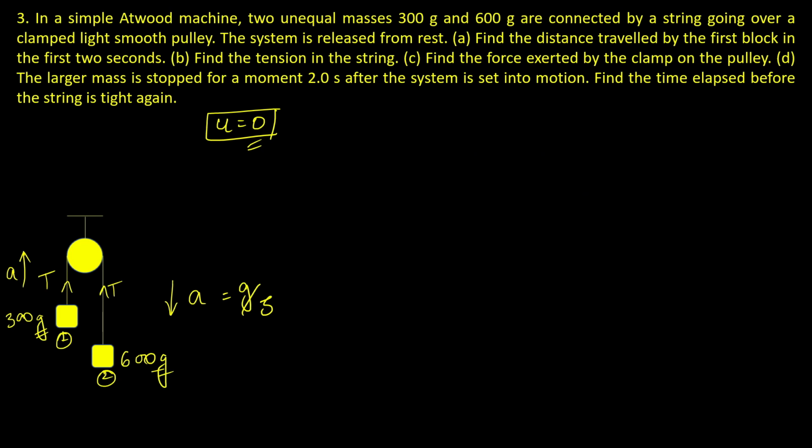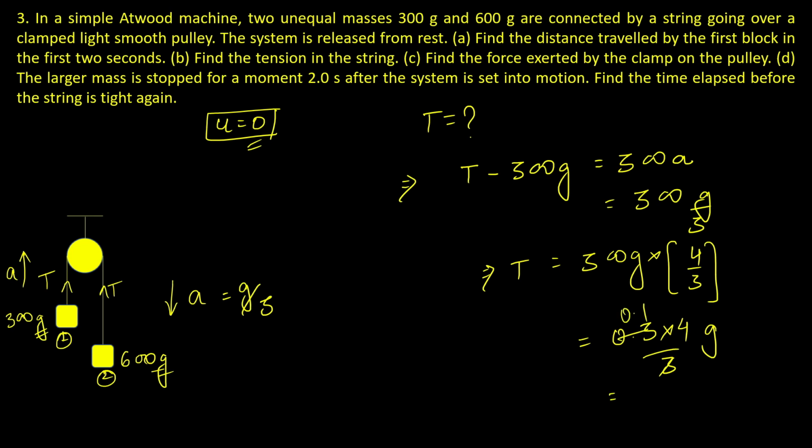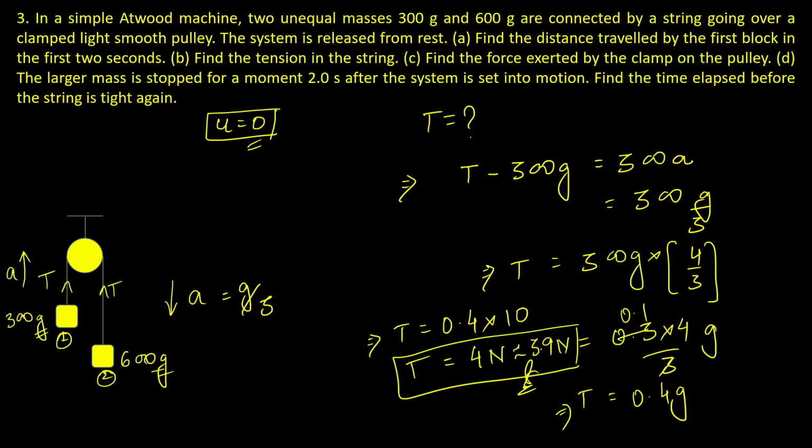The second one is find the tension in the string. We need to find the T. For that, let me write again for the first system. T minus 300g will be equal to 300a. Now this a we know now, that is g by 3. So T is equal to 300g times 1 plus 1 by 3, that is 4 by 3. This is actually in grams, so let me write it in kg: 0.3 multiplied by 4 upon 3 g. So this will be 0.1, that is equal to 0.4 g. That is T. So if I write 0.4 multiplied by 10, that will be approximately equal to 4 Newton, or will come around 3.9 Newton. That is the tension T. That is the answer for the second question.